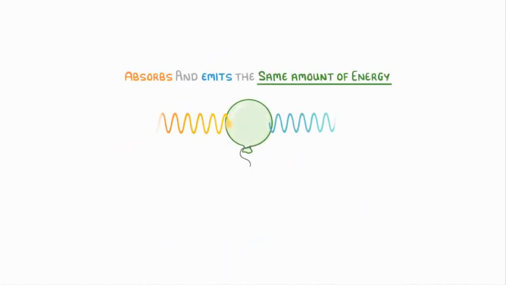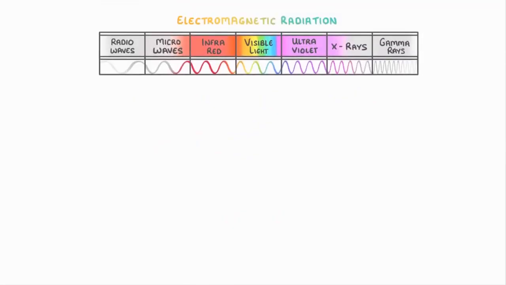If an object absorbs and emits the same amount of energy though, then it will stay the same temperature, because it's gaining and losing the same amount of heat. Electromagnetic radiation comes in a range of different types, and we now need to take a closer look at what determines which of these types is emitted.